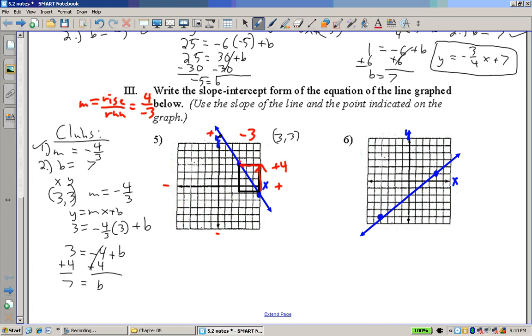So b equals 7. Now, I'm not done yet. I have my slope, I have my y-intercept, my two major clues, and now I'm going to simply fill into the equation. Y equals m, which is negative 4/3, x plus b.